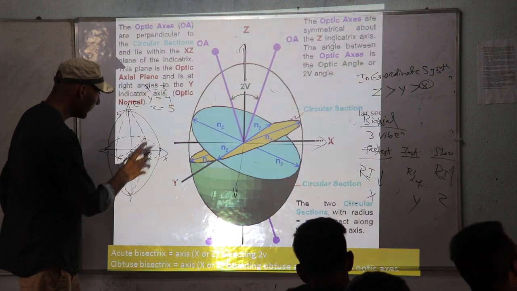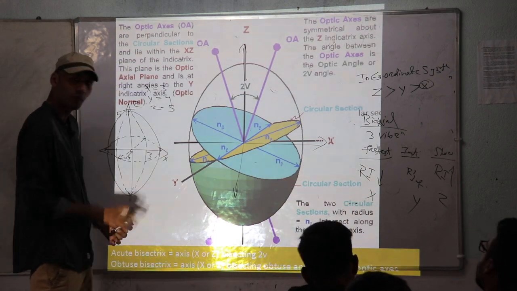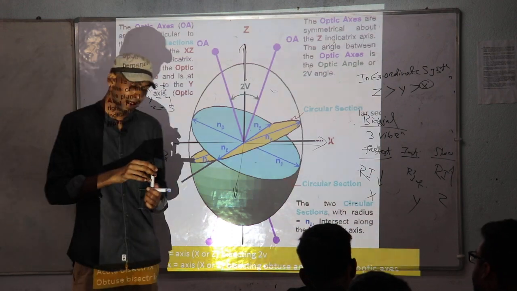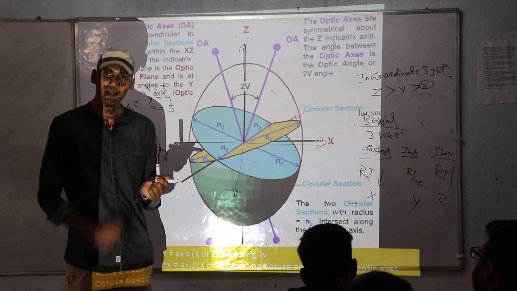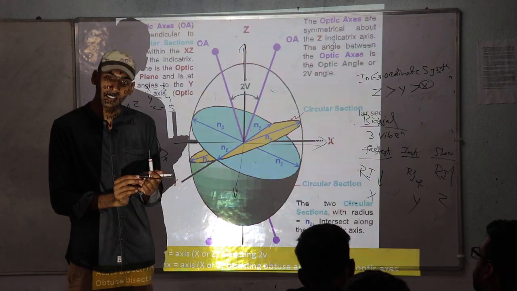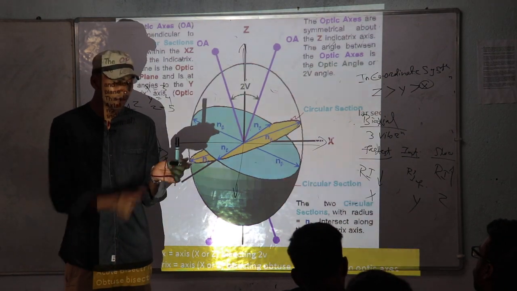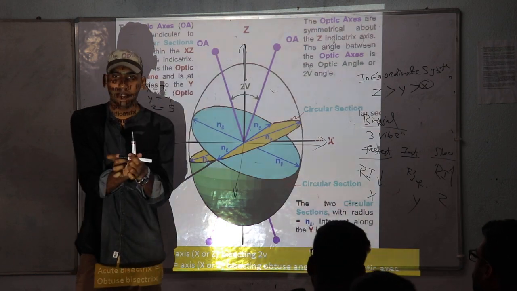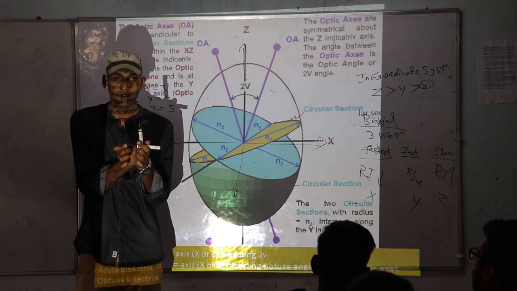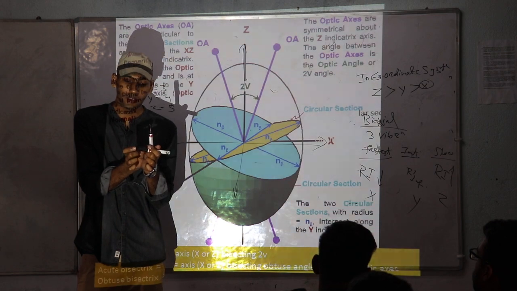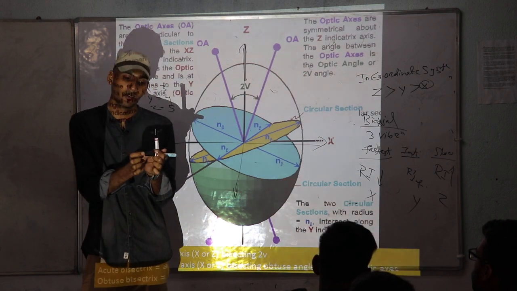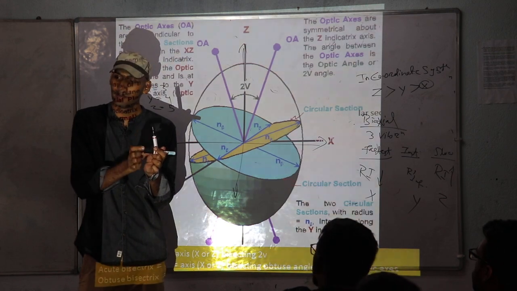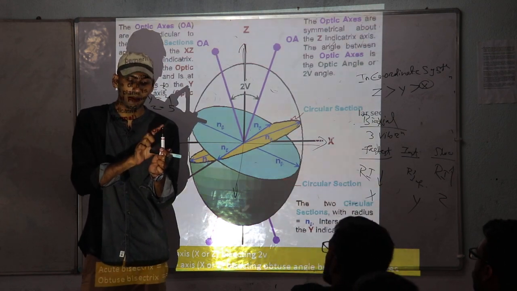Now if I consider only the XZ plane, Z is the longest axis and X is the shortest axis, having values 3 and 5. So I am joining these, right? This radius will be the magnitude of the refractive index. I am joining 3 here and 5 here, and this line is joining between 3 and 5.